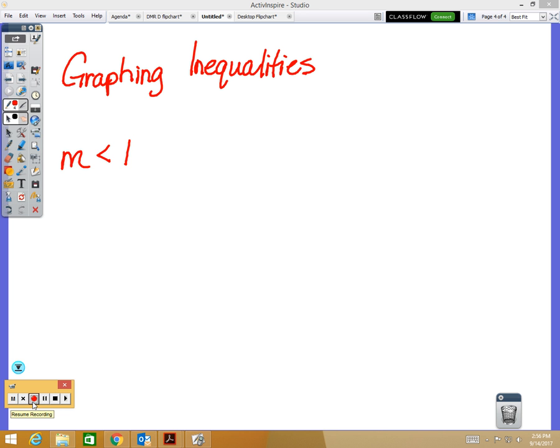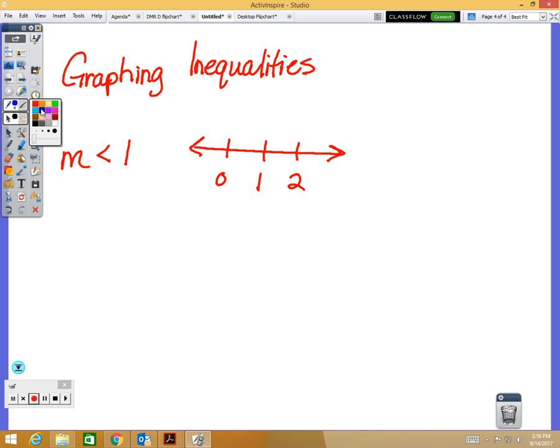So if I wanted to graph M is less than 1, then I would make a number line. You do not need to put 10 numbers on the number line. The only one you really need is 1. Now I'm going to go ahead and put one smaller and one bigger on it, but you don't need to put tons of numbers on there. When you have the symbol less than, that means it doesn't include the 1. So to show that it doesn't include the 1, we put a circle at the 1 because it doesn't include the 1. And then the easiest thing is to shade the direction that this goes.